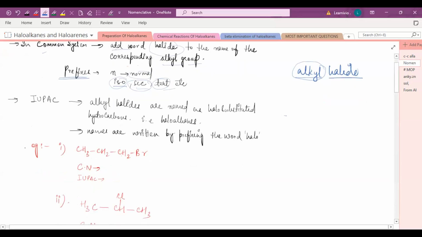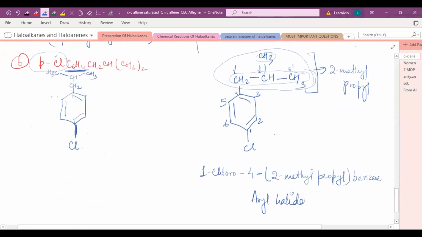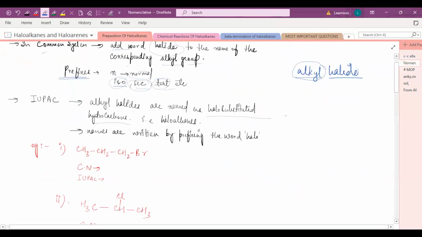But in IUPAC nomenclature, alkyl halides are named as halo substituted hydrocarbons. First, you write the halo word, just like we have done here. We have written 1 chloro. So first we have written the halo word for the given halogen. After that, we write the alkane word. So names are written by prefixing the word halo. It's in the IUPAC nomenclature, but in the common system, we write alkyl halide in this format.